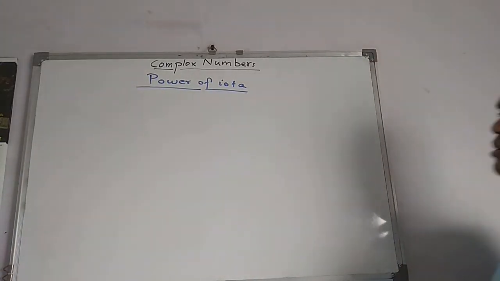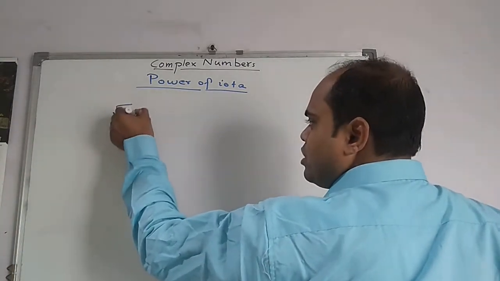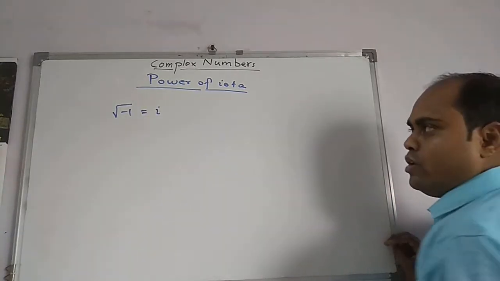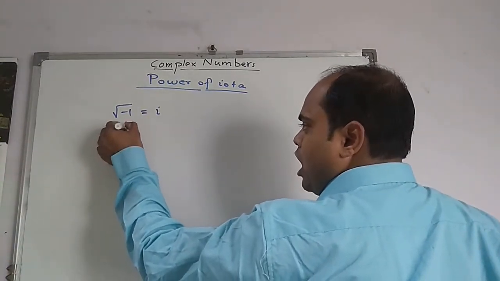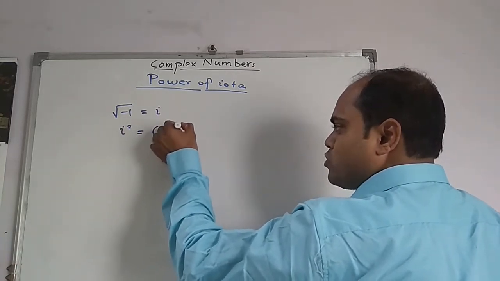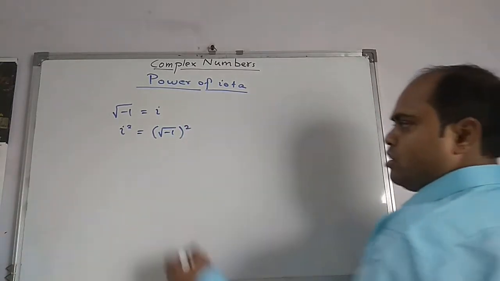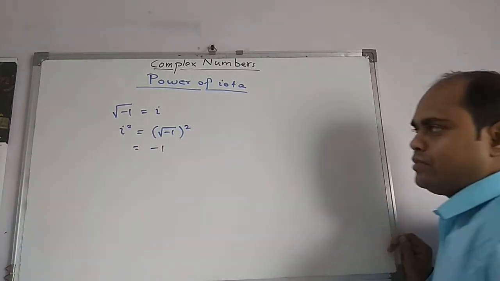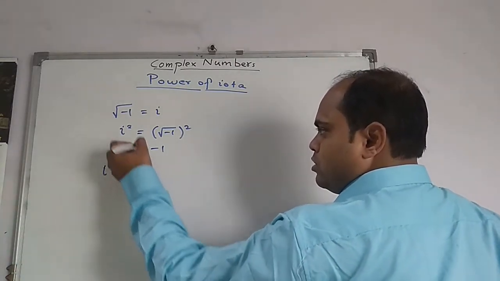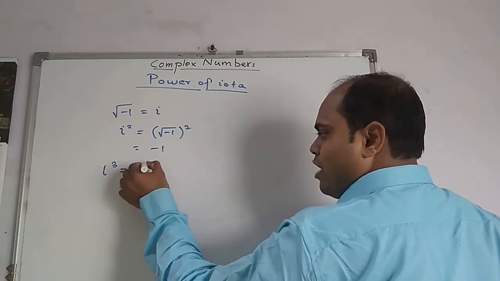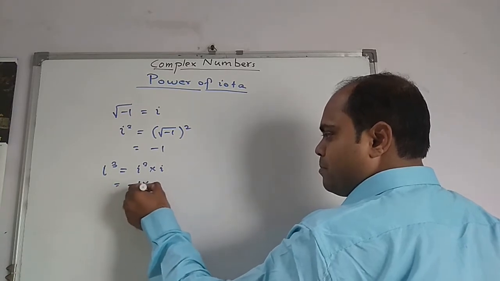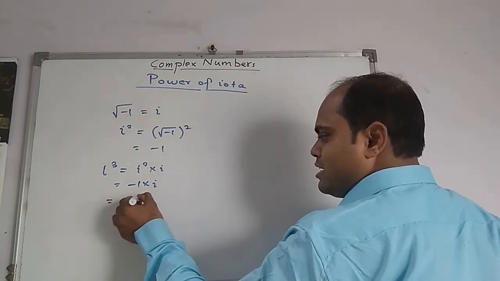Okay. When we have square root of minus 1, what do we write? We write it as iota. When we have iota square, which is equal to square root of minus 1 whole square, which is equal to minus 1. I cube is what? So we can write I cube as I square multiplied by I, and I square is what? Minus 1 multiplied by iota. So we have minus iota.